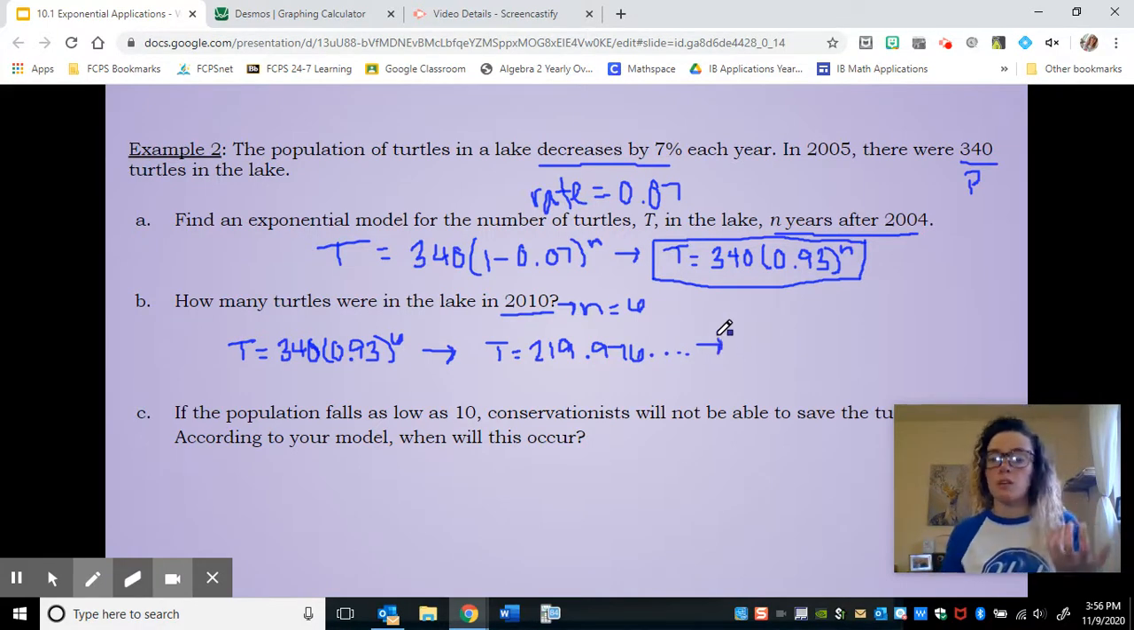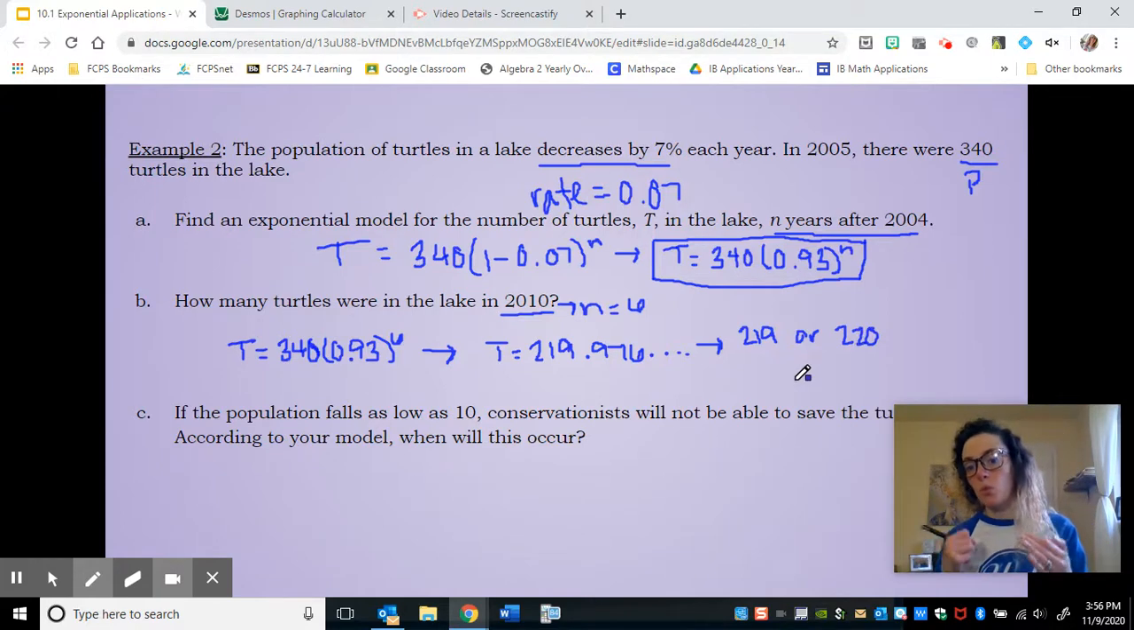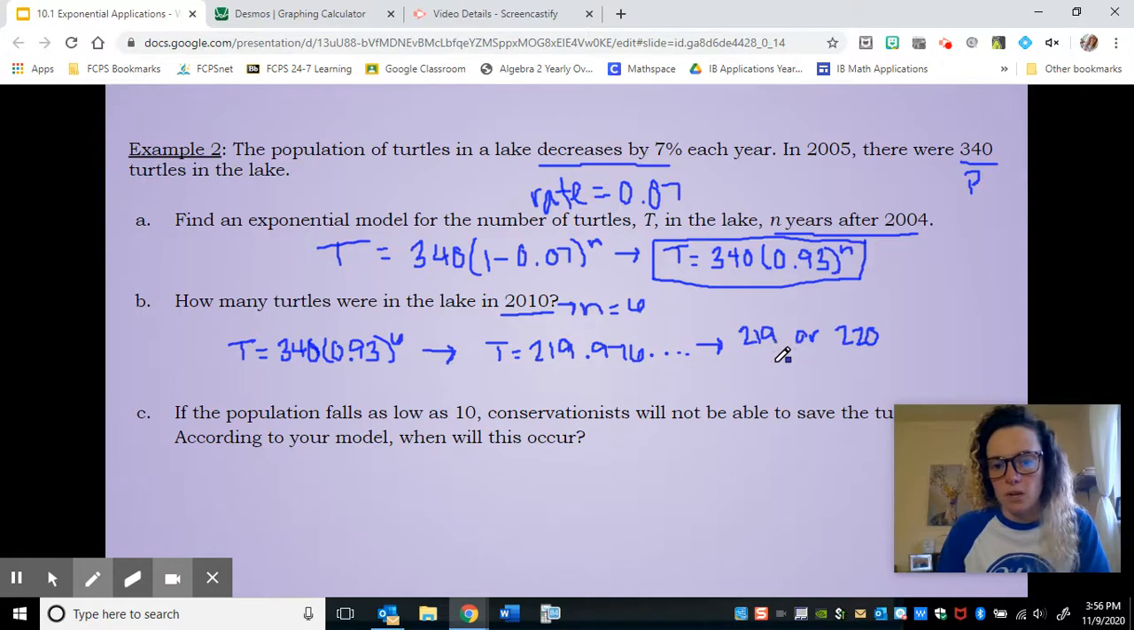So again, we're talking number of turtles here, so it should be a whole number. So IB would accept either 219 turtles or 220 turtles. As long as it's a whole number that's one of those two because of the rounding, that would be fine.